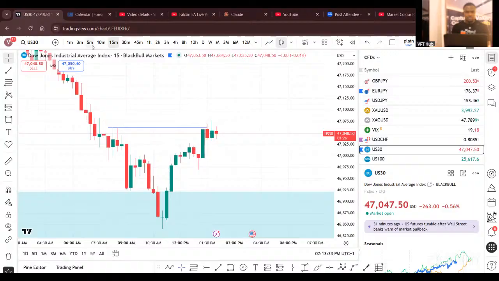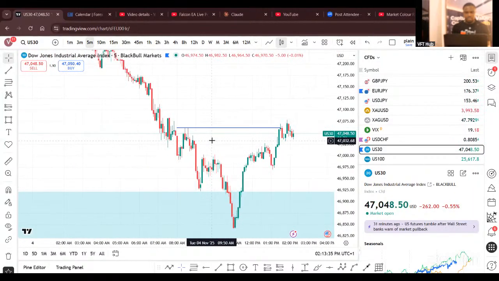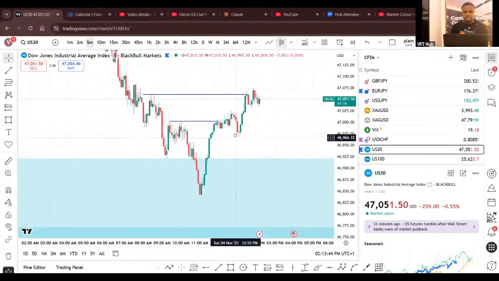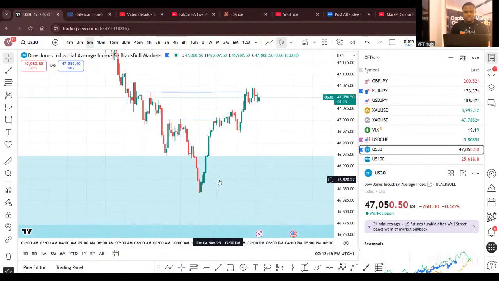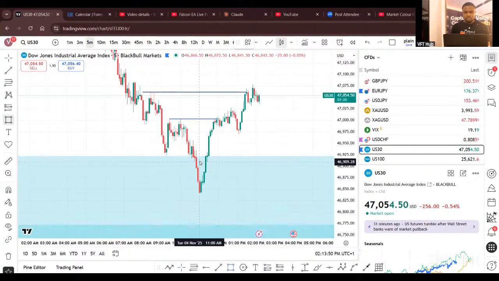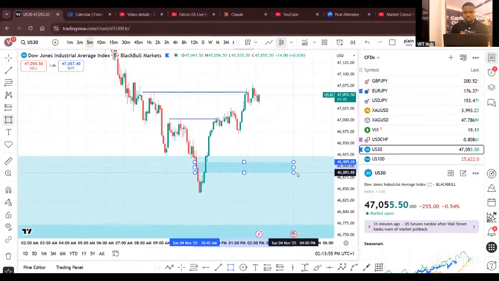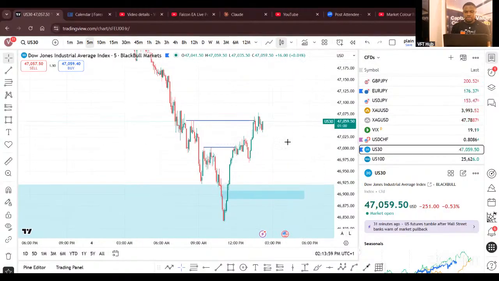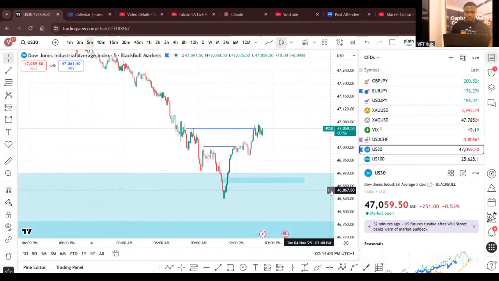All right, let me put it on 5 minutes so you can get a better picture. Like a shift. The first one is this over here. Like a shift already happening on US 30, and then this entire zone, this FVG, can serve for price movement, right? And price coming down into this zone for it to continue to the upside. So I'll be watching out for this market, honestly.